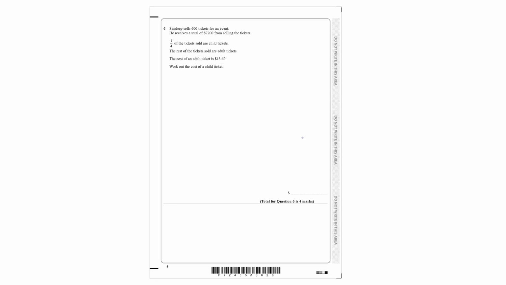Sandeep sells a total of 600 tickets and he receives $7,200 from selling all the tickets. 1/4 of the tickets sold are children tickets. The rest sold are adult tickets. So we have 1 minus 1 over 4. This is the same as 4 over 4 minus 1 over 4. And we're left with 3 over 4 for the adult tickets. The cost of an adult ticket is $13.6. Work out the cost of a child ticket.